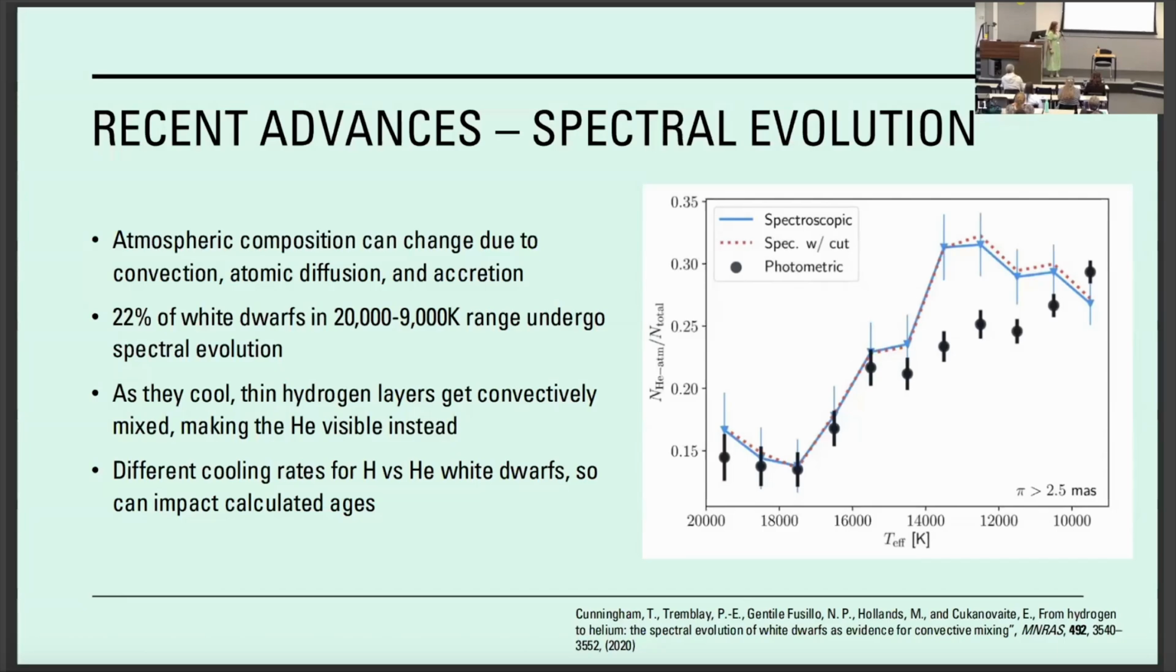So we need to know how likely white dwarfs are to either evolve their spectral type in the future or whether they have in the past. We know about 22% of white dwarfs in this temperature range do that, but it's very hard to tell for any individual white dwarf. So we can do it on a population. Individual objects, much trickier.